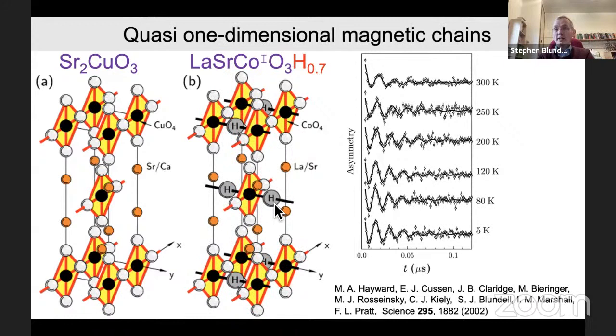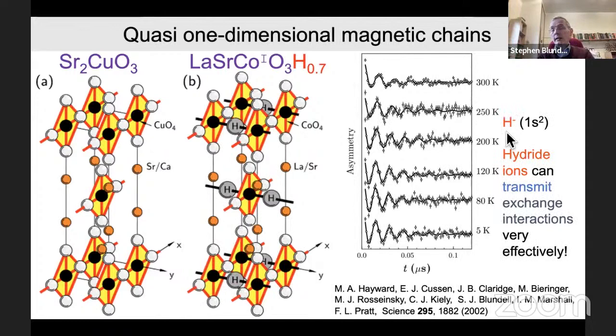So where these hydride ions go is that they bridge the chains. So this is no longer a one-dimensional material. It's actually closer to a two-dimensional material. And in fact, this was the first system that showed that hydride ions are actually really effective at transmitting superexchange interactions. We all know about oxygen anions, but it turns out that the H minus does this very well. And that makes this thing that you might think was a one-dimensional material actually higher dimensional, pushes the Néel temperature up. It probably means this cobalt is no longer in the one oxidation state. It's now gone up to the two oxidation state, which of course is more stable for it.